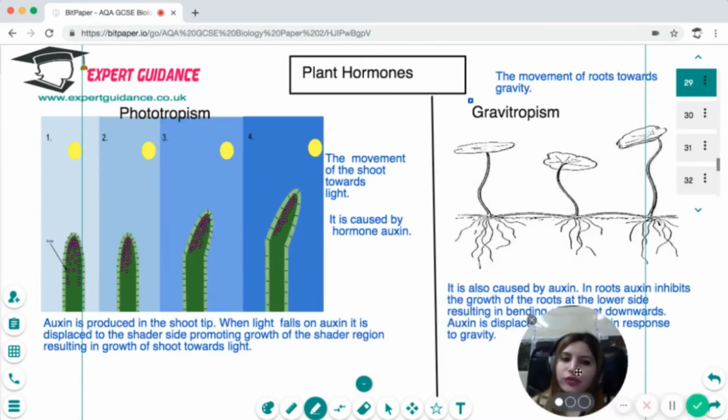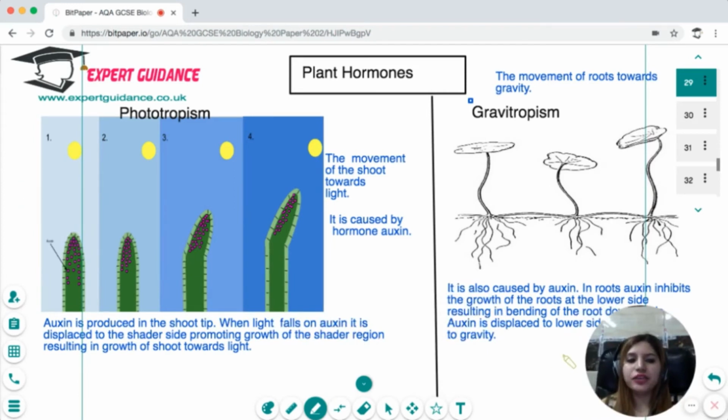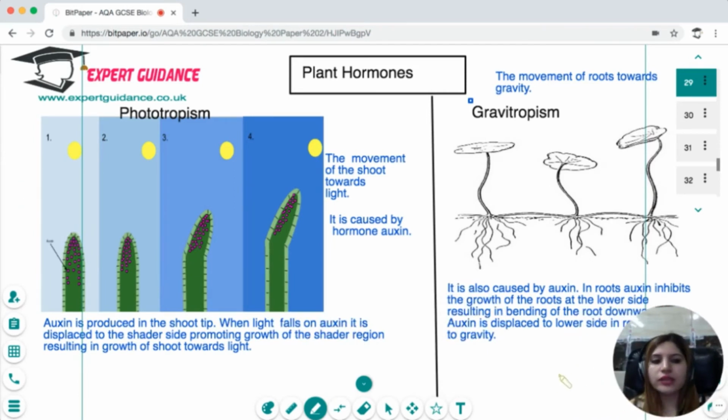Next is plant hormones. As in humans, there are hormones controlling the body mechanism. In the same way, plants also need some survival changes. For example, they should grow towards light, and the root should go towards gravity. So these are controlled by the plant hormones.